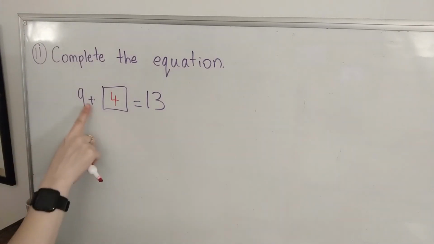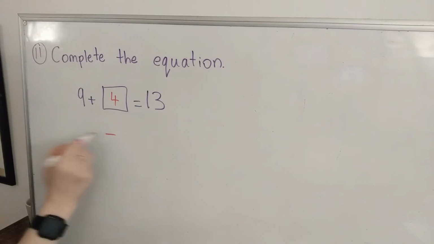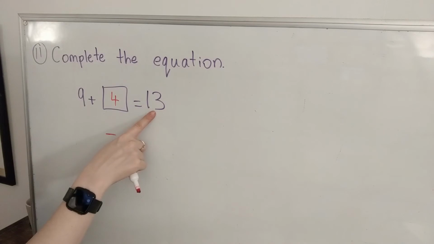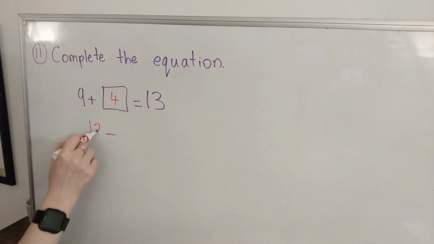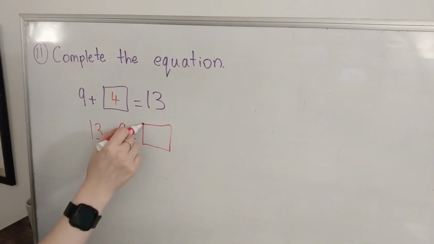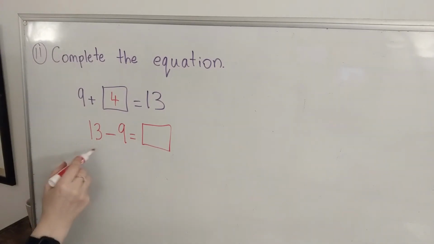How about, what is the opposite of addition? It is subtraction. When we're subtracting, we start with the biggest number, 13, minus 9. If we did it right, we should find the same number, right? What is inside of 13?